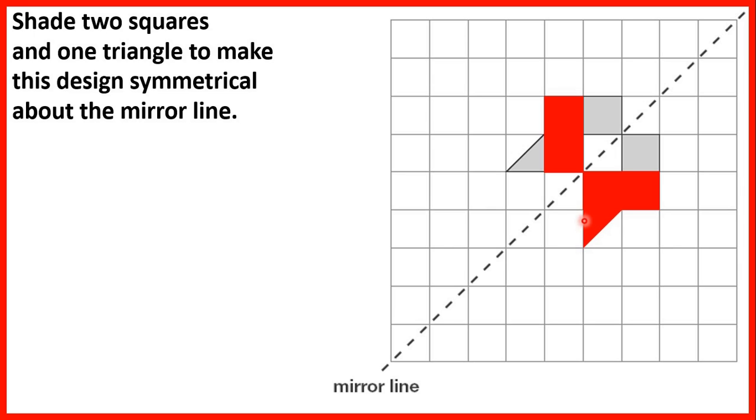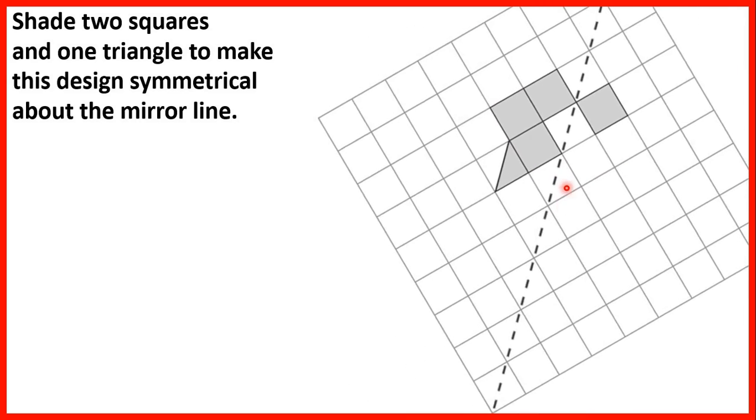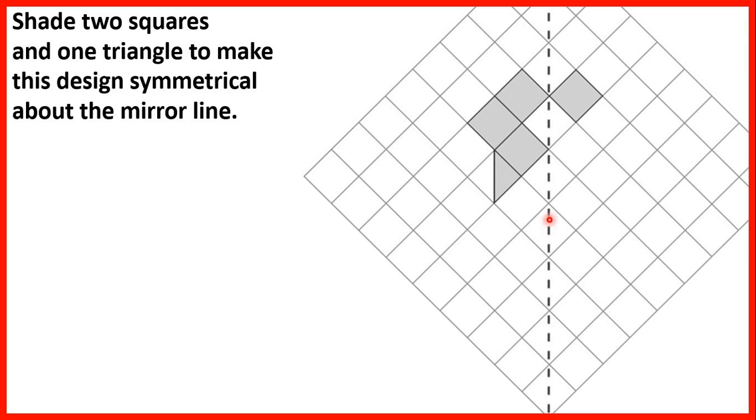Now this can be tricky, but it's much easier if you turn your paper around, so rather than a diagonal mirror line, you have a vertical mirror line. That way it's much easier to spot that this square here is opposite to this square here, and this square opposite to this square, then this triangle opposite to this triangle. So it's a good idea, if you have a diagonal mirror line, to turn your piece of paper around, and then you can see what you need to shade.